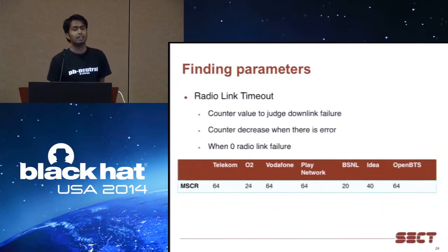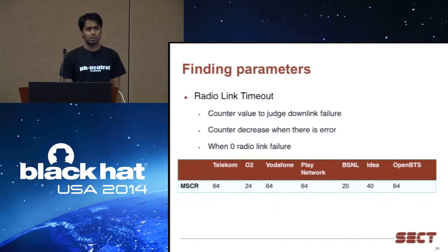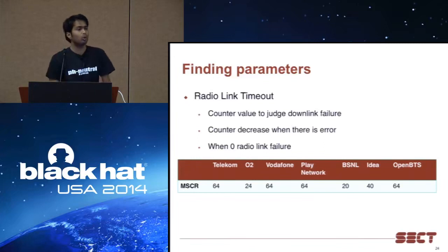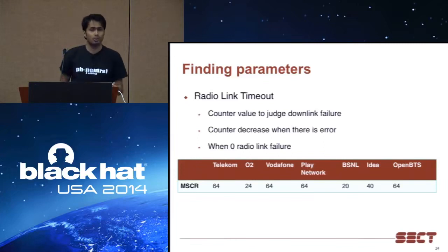The second is radio link timeout. This is also pretty essential, and actually it varies between different operators. I'm damn sure that IMSI catchers never care about these fine-tuned parameters. This is my gut feeling, but I don't know. So this is the counter value for the downlink failure. Basically, this is the thing you configure if you have really huge traffic on your base station.